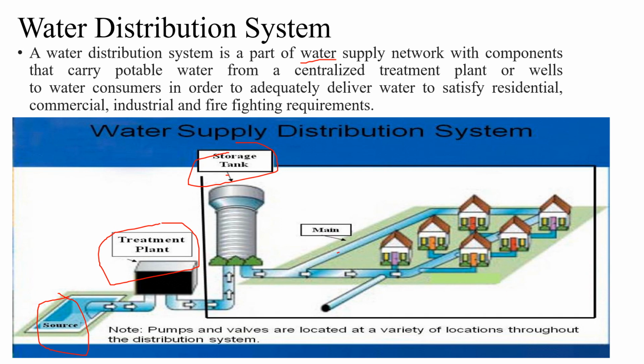used. This pipe is called the mains, and the pipes which go to every door of the house are called distributaries. Here, pumps and valves are provided at various locations of the water distribution system. Usually pumps are used for transmitting the water from a lower level to a higher level. Valves regulate the flow of water.